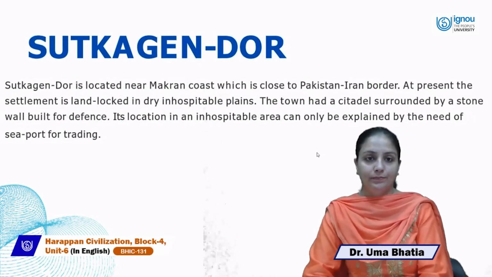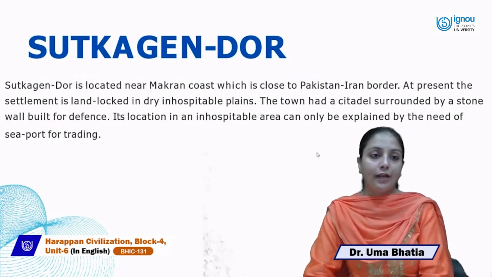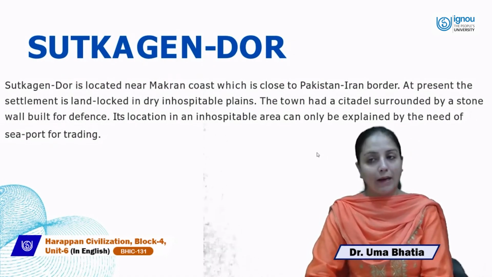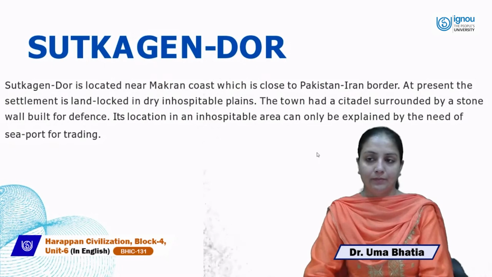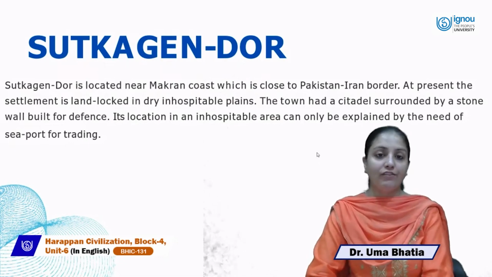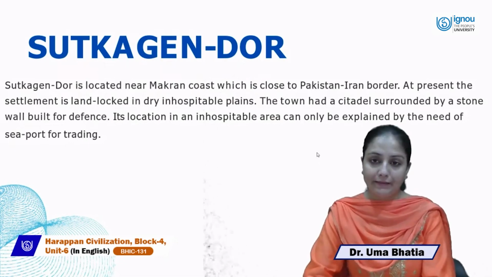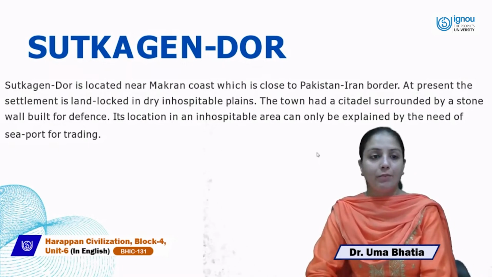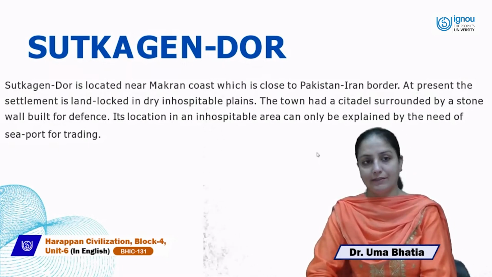Sutkagen Dor. Sutkagen Dor is located near the Makran coast, which is close to the Pakistan-Iran border. At present, the settlement is landlocked in dry inhospitable plains. The town had a citadel surrounded by a stone wall built for defense.